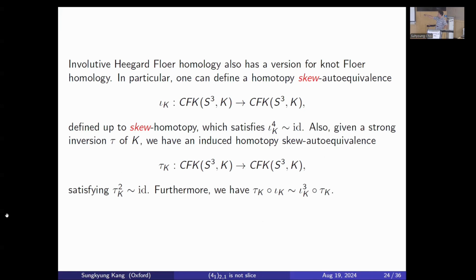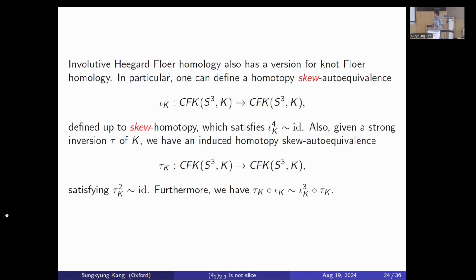And in Heegaard Floer homology, well, it's a CF minus together with an involution, but you can define a knot Floer version as well. So if you have a CFK, you can define a homotopy skew autoequivalence, iota K. We say skew because it intertwines U actions and V actions. So it's not really linear, but it's skew linear. And it's also defined up to skew homotopy. It's also not an involution because, due to its construction, if you square it, it becomes an action where you rotate your knot by one full rotation.